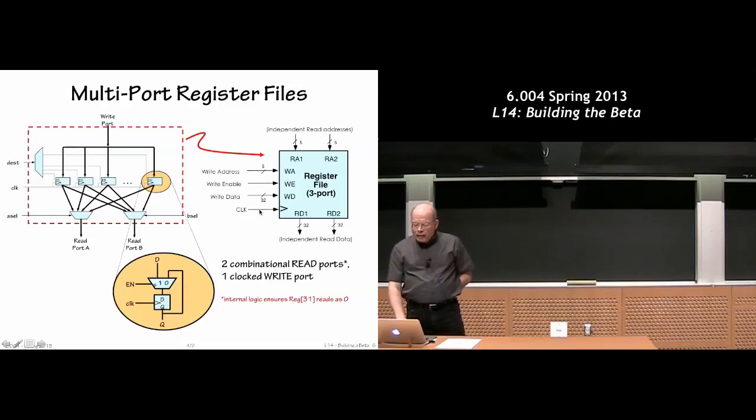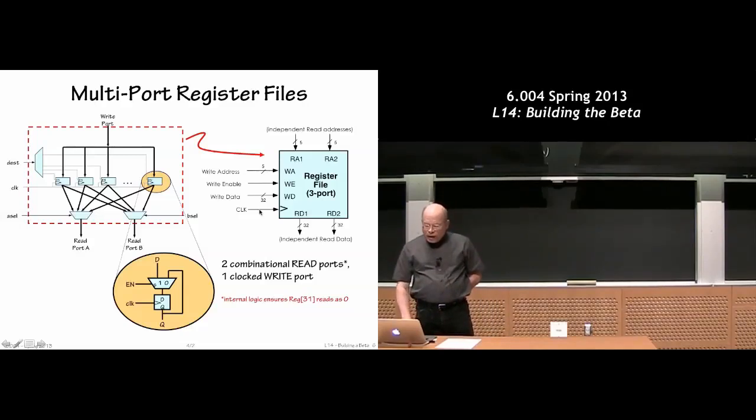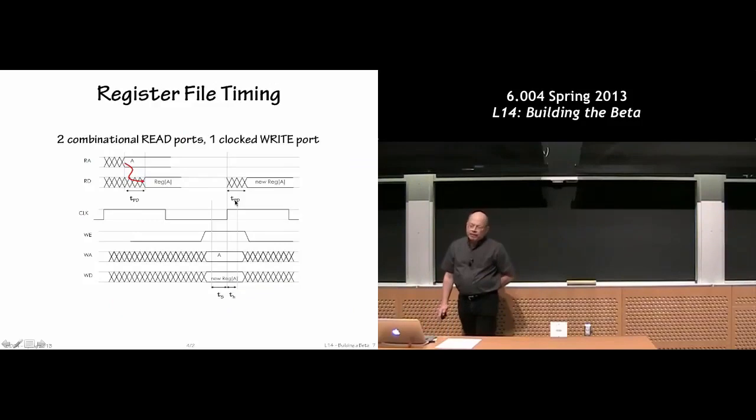And then the write happens at the rising edge of the clock. So this is really just like a register. The writes happen at the rising edge of the clock. Which register gets changed, if any, is determined by the address wires and the enable wires. And what the new data will be is determined by the write data wires.